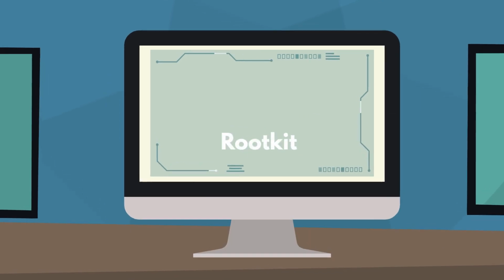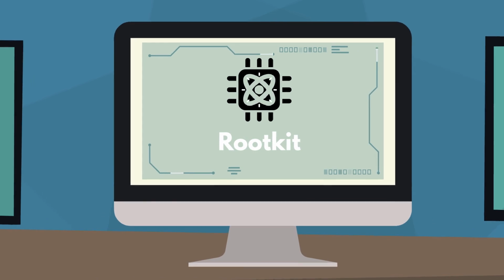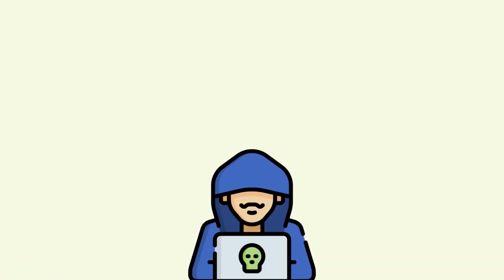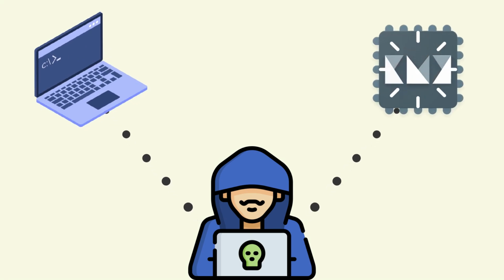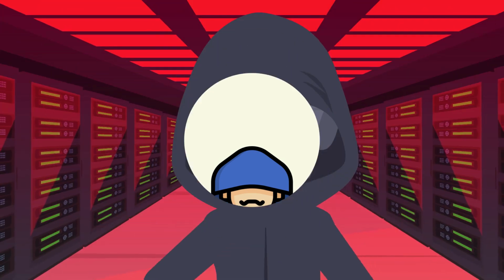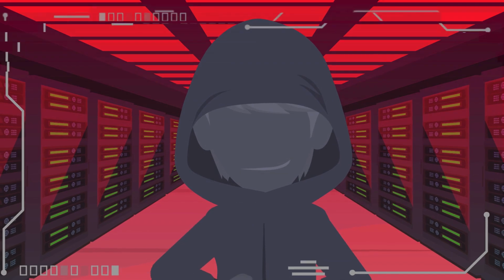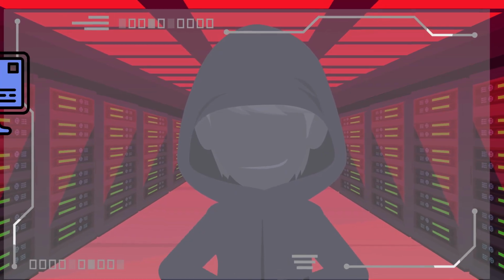A rootkit is a malicious tool that modifies the system's kernel, allowing attackers to gain unauthorized access to the computer's root or kernel level. This means that attackers are able to hide their presence and stay away from certain operating system and antivirus utilities.